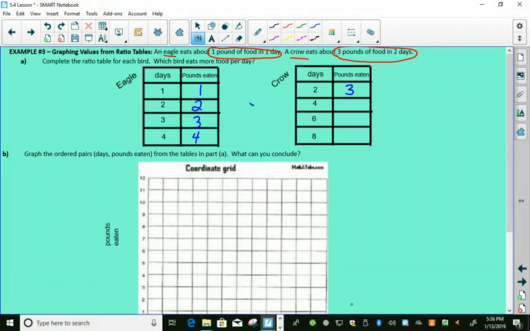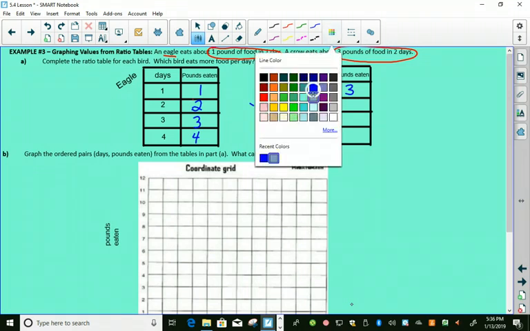I'm sorry, I'm having some issues with the pen right now. Let's try this again.